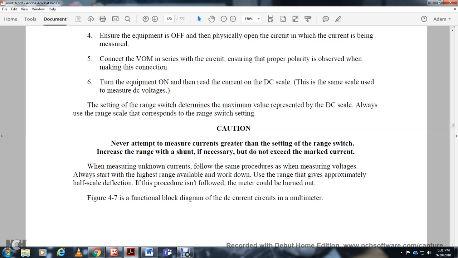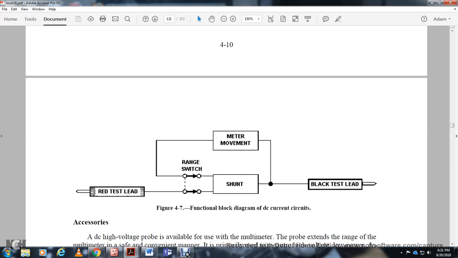When measuring current, follow the same procedure as when measuring voltage. Always start with the highest range available and work down. Use the range that gives approximately half scale deflection. If the procedure is followed, the meter cannot be burned out. Figure 4 is the functional block diagram of the DC current circuits of the multimeter. The red test lead connects through the range switch to the shunt with the meter movement, and to the black test lead.